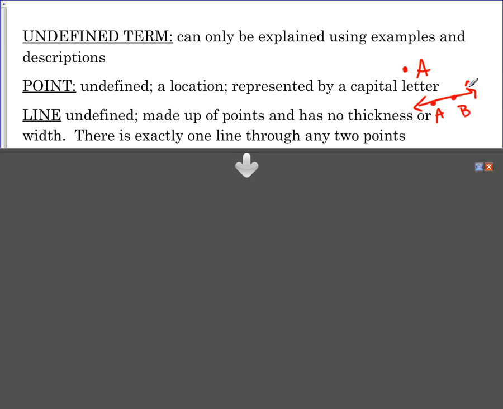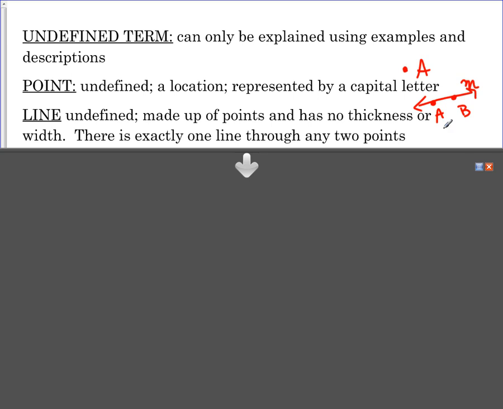I'm also going to put a lowercase cursive m. I know that some of you guys maybe didn't learn cursive in elementary school. That's okay. Just make a fancy swoopy M. I'll understand what you're saying, okay? So here's what I want to talk about: all the different ways I can name that line, okay?